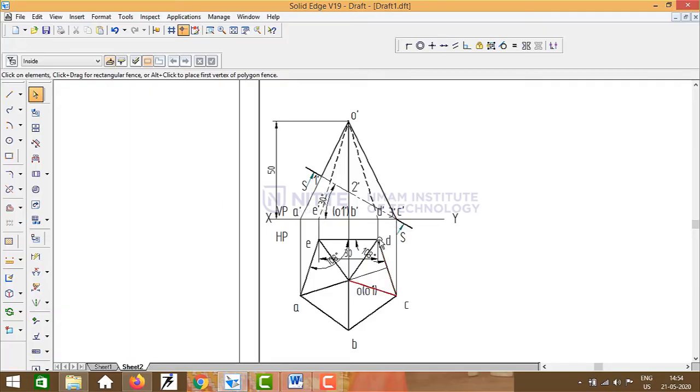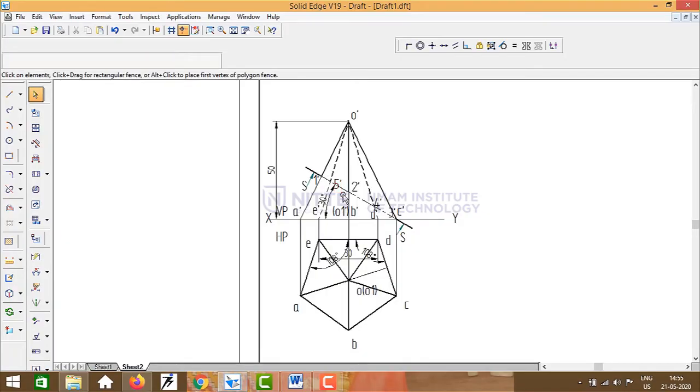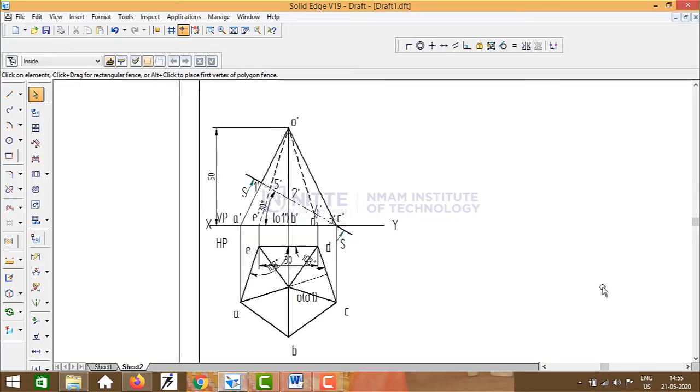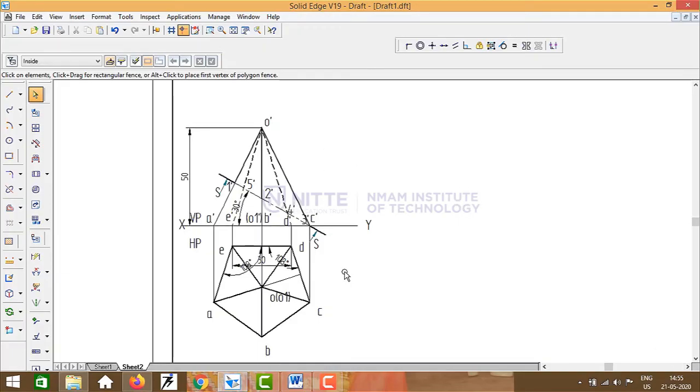Next, O dash D dash is cutting at the point here, so name it as point 4 dash. Next, O dash E dash is cutting at this point here, so mark it as point 5 dash. Okay, so all the section points we have marked. Next, let us draw the development. For drawing the development, what we need is the true length of the slant edge. Okay, so we need to get the true length of the slant edge.